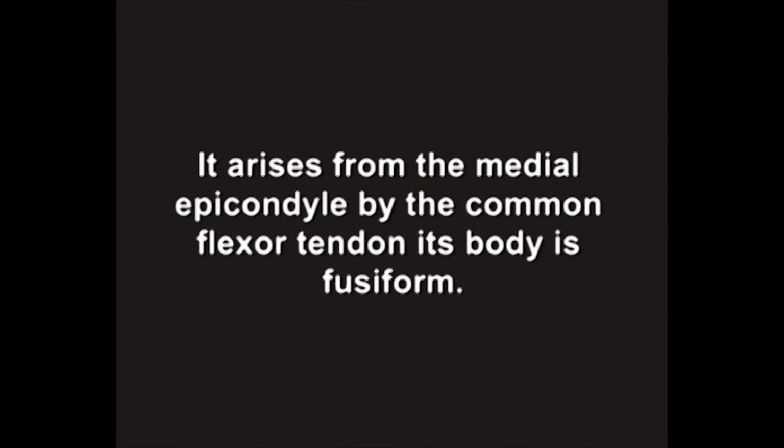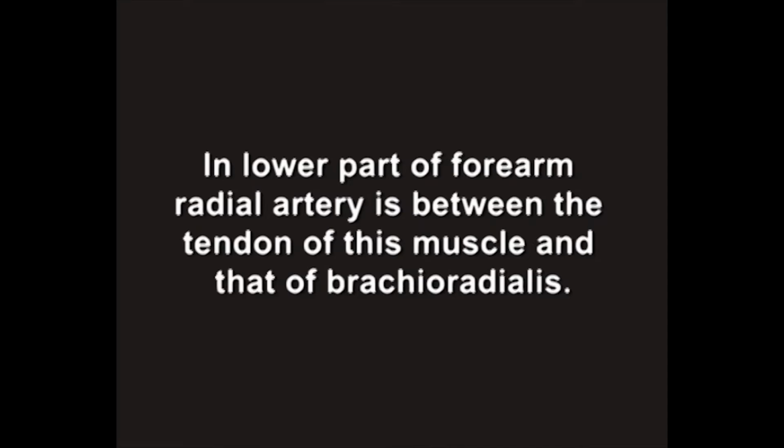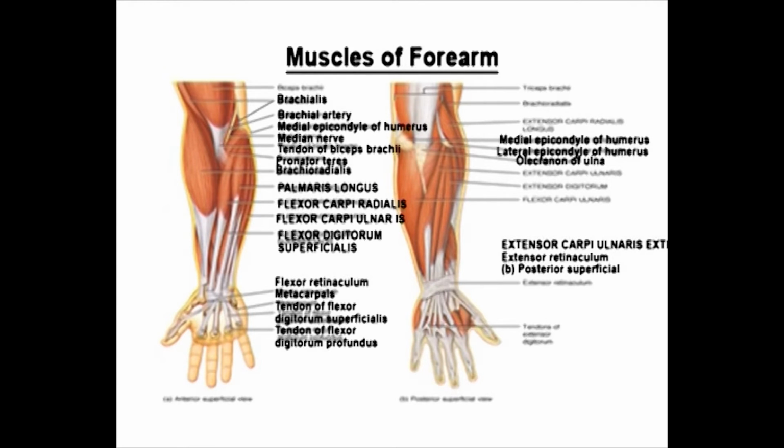Flexor carpi radialis. It arises from the medial epicondyle by the common flexor tendon. Its body is fusiform. In lower part of forearm, radial artery is between the tendon of this muscle and that of brachioradialis. Nerve supply is by median nerve C6 and C7. It flexes the wrist. Acting with the radial extensors of wrist, it helps to abduct the hand.